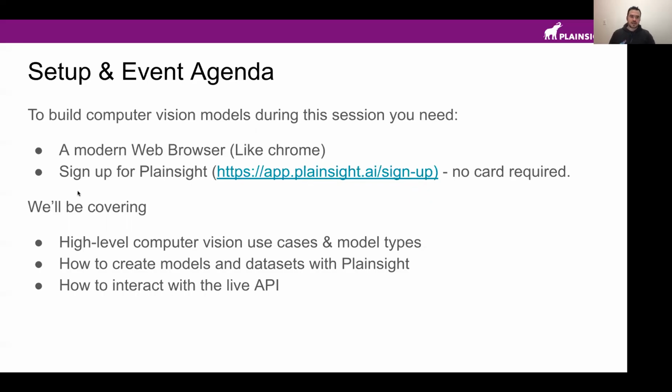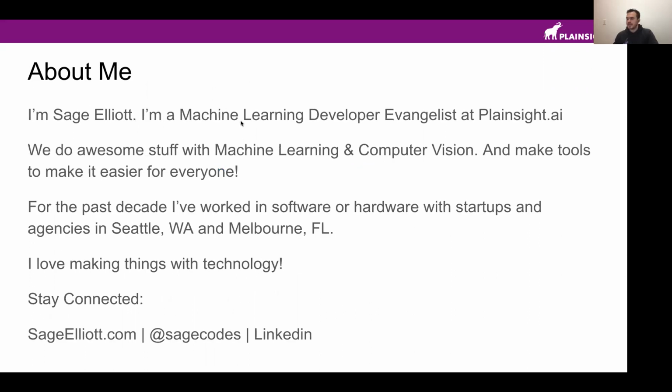What we'll be covering tonight is high level computer vision use cases and model types, so you'll know what to select depending on what you're trying to build. And then we're going to go through and do a hands-on portion using the Plainsight platform. We're going to create models and data sets, and then we're going to talk about how to interact with the live API on the SaaS version of the platform.